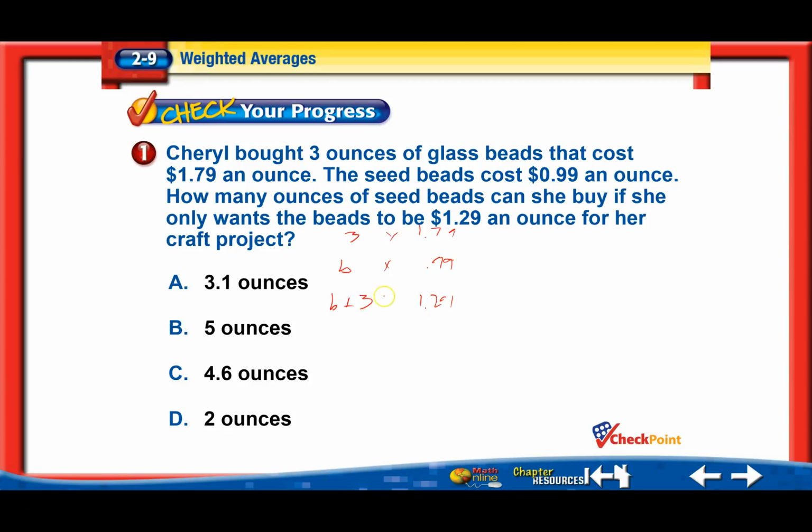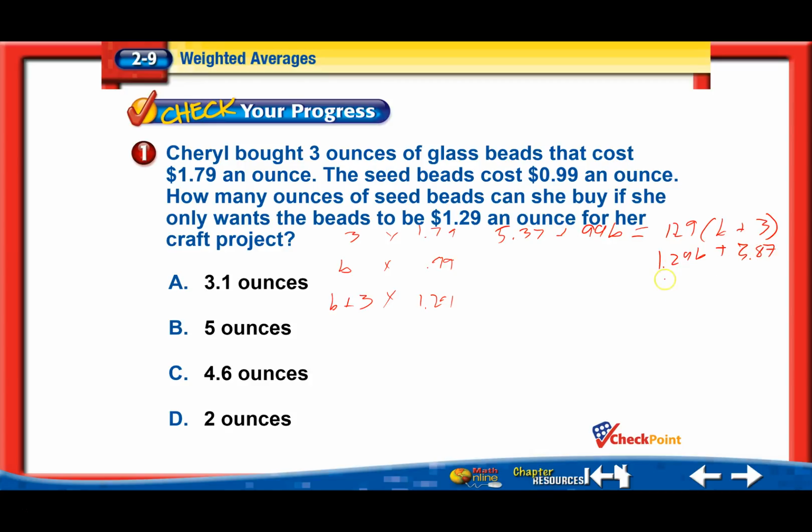So we multiply, multiply, multiply. Put it in a this one plus this one equals this one. So that would look like 5.37 plus 0.99b equals 1.29 times b plus 3. From there, we would distribute these over. So that would be 1.29b plus, looks like 3.87. Yes, I did that in my calculator.